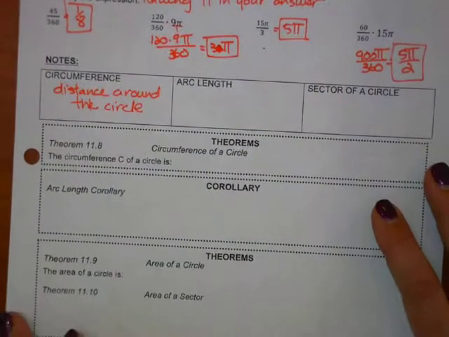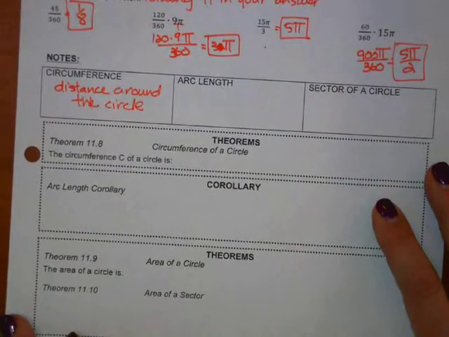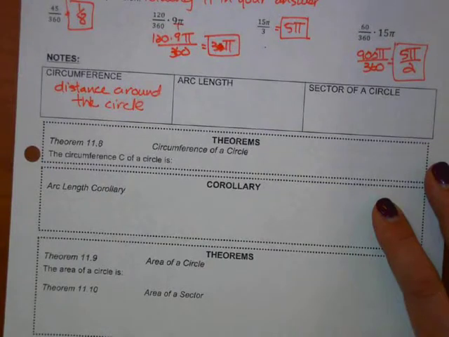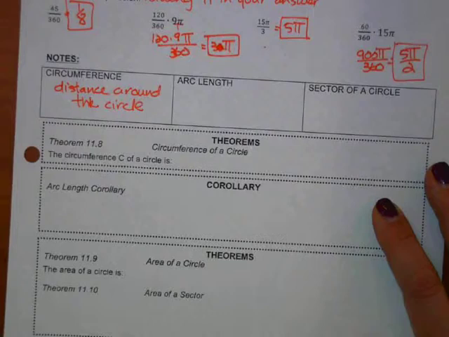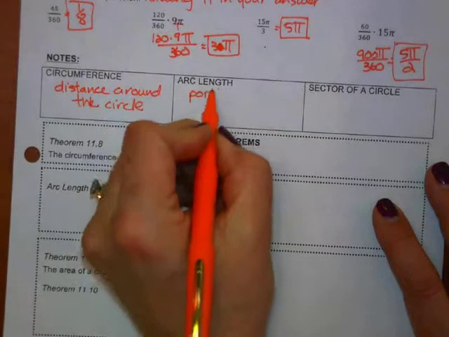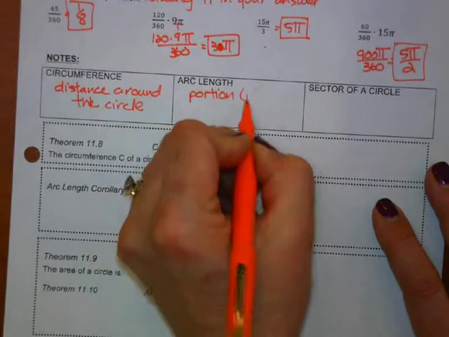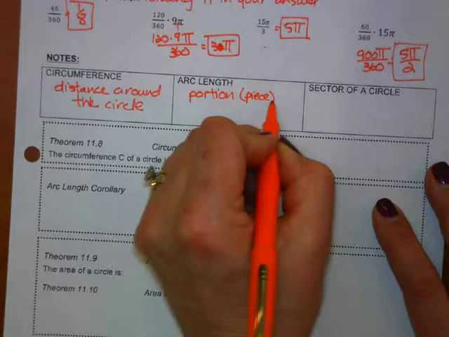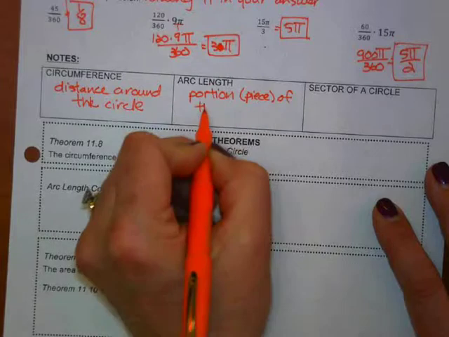Okay. Arc length. So we've talked about arc measure before, and it was the same as the central angle when we had the central angle, remember? And we found all sorts of other ways to find the arc measure. Here we're talking about the arc length. So arc length is just a portion or a piece of the circumference.